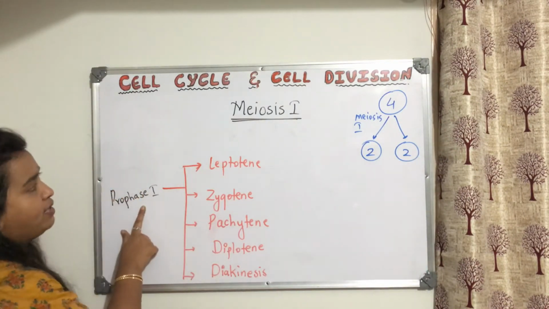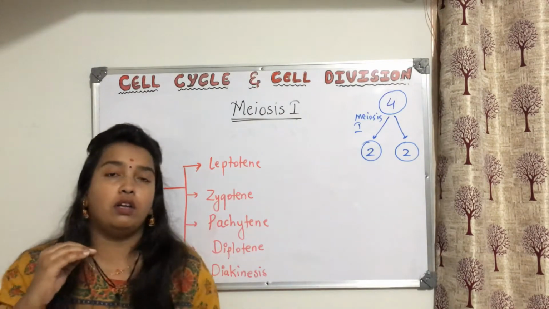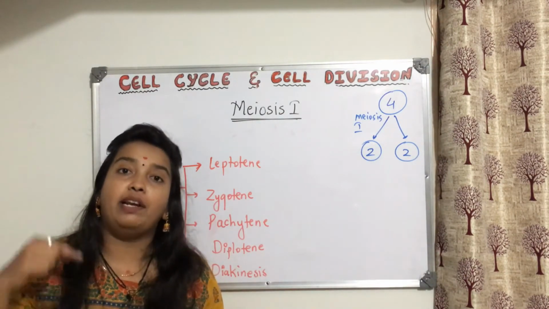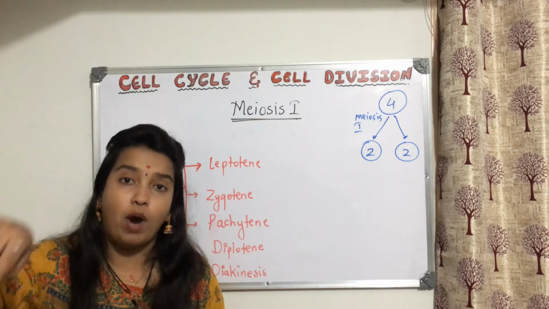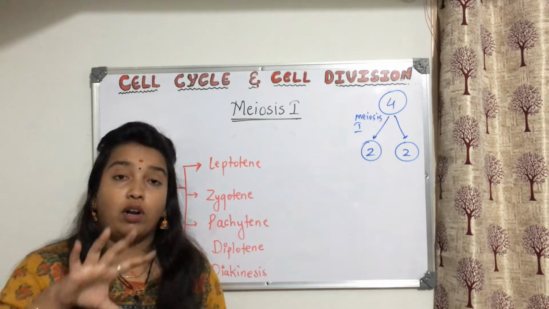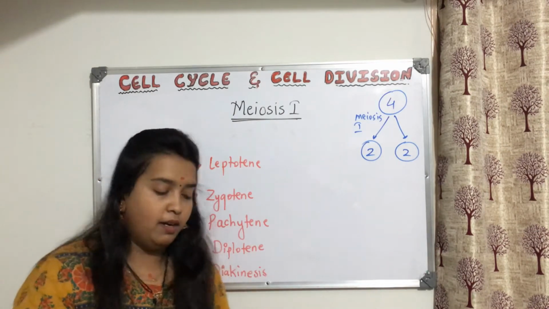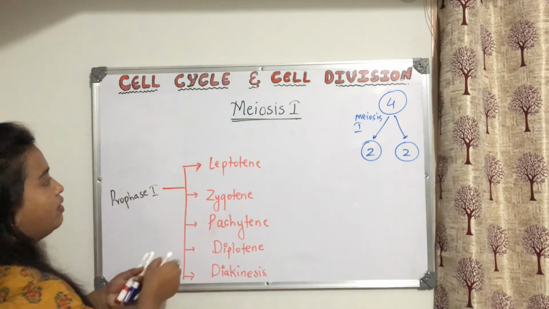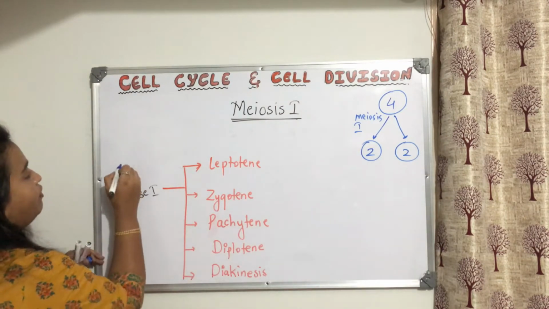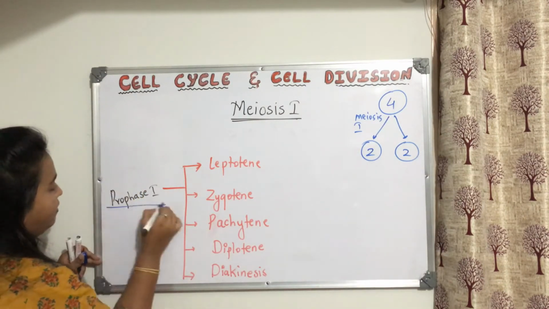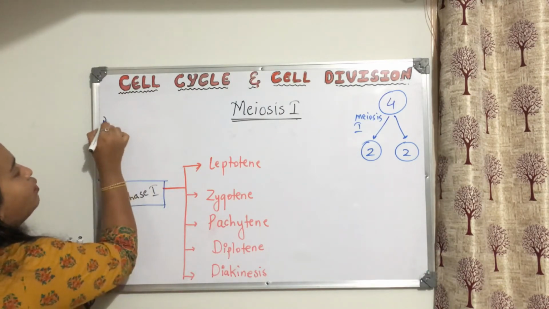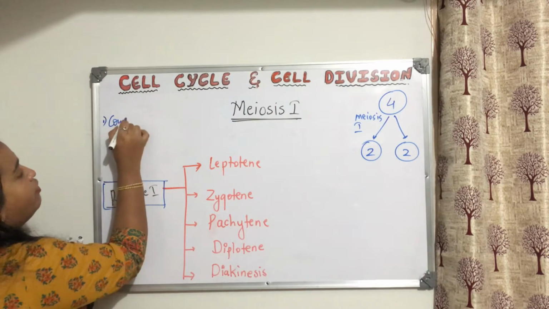Now, try to understand prophase. I told you prophase 1 is a preparatory phase for metaphase 1. So what are the main things that should happen here? I'll write all those points, which are the main characters of prophase. The first thing that should happen is condensation of DNA.